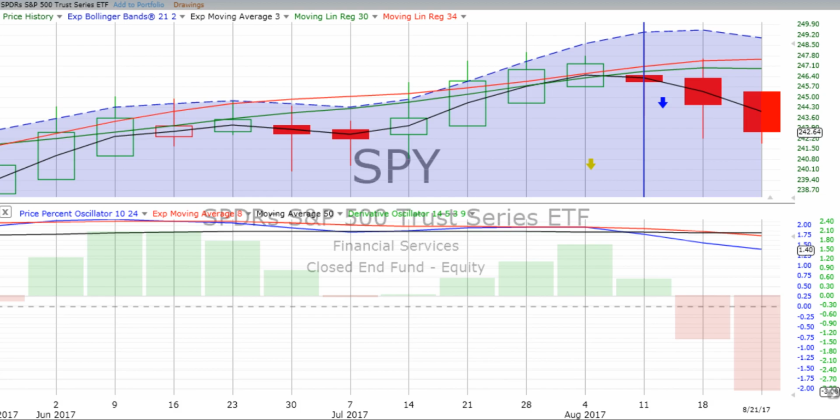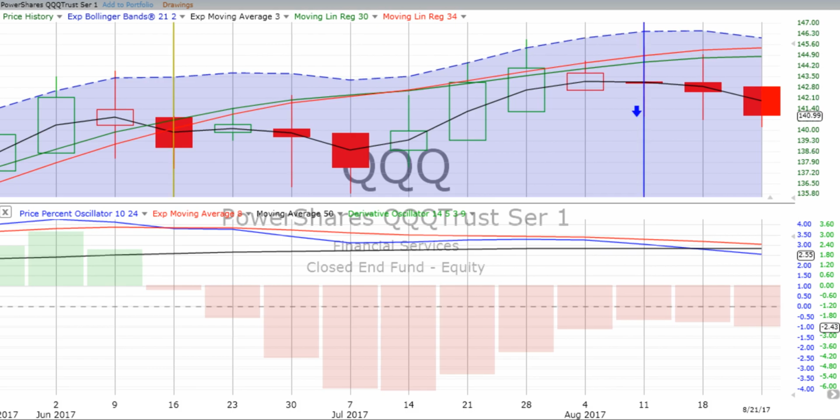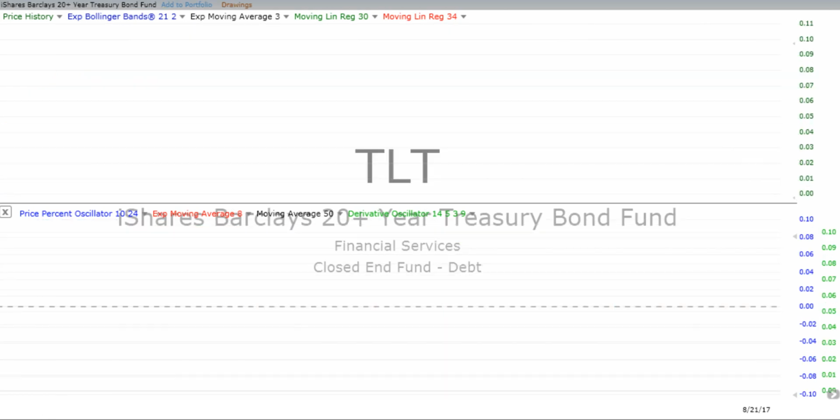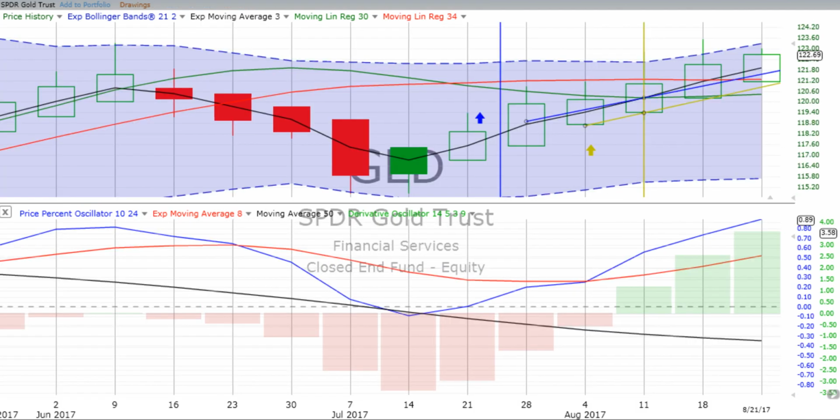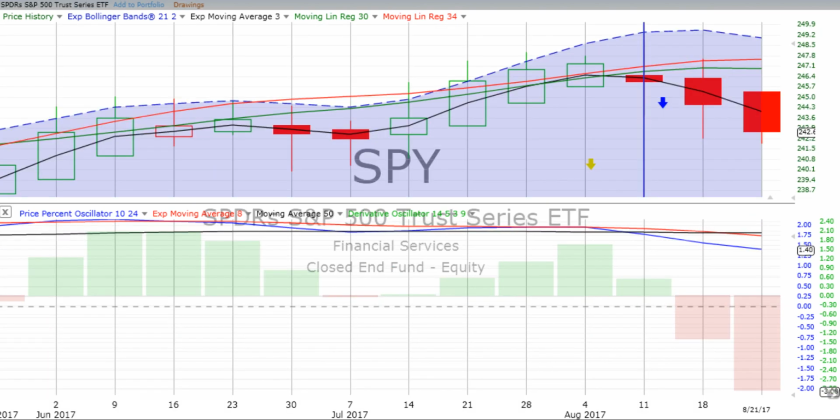We see that stocks are mixed. We have the S&P 500 up 0.9% for the day. The Qs, which is the NASDAQ 100, are down for the day 0.11%, and we see bonds up about 0.25% and gold up 0.38%. Now let's jump first right into the weekly chart on the S&P 500.